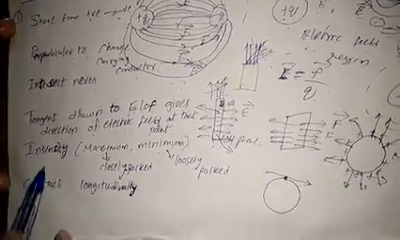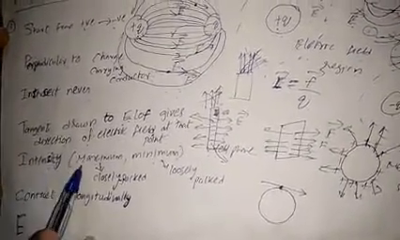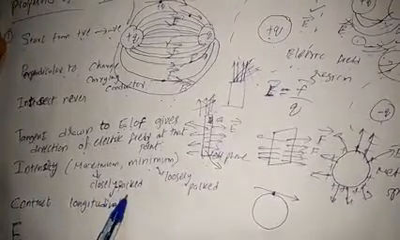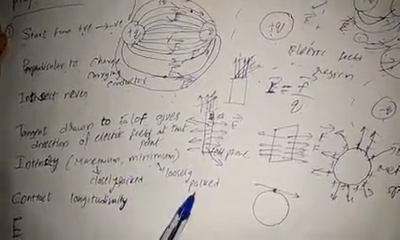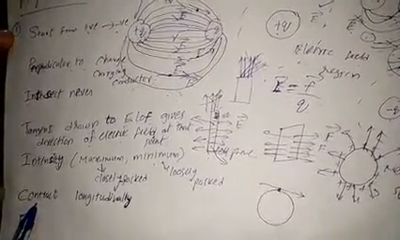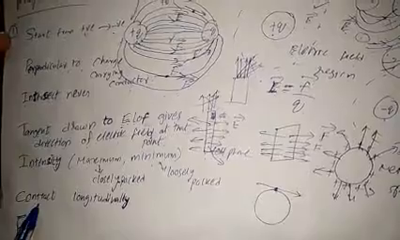Okay, students. Up to this point we have discussed that intensity is maximum when the lines are closely packed and minimum when they are loosely packed. Okay, right? Next, the next property is contraction.